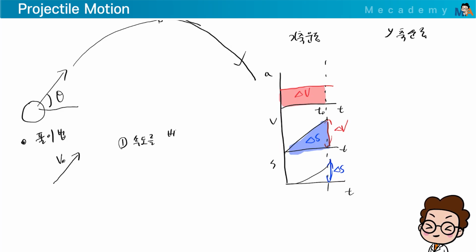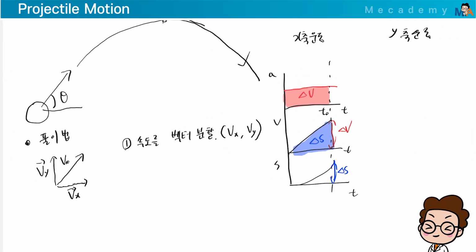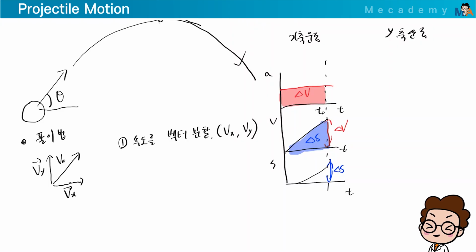Decomposing a vector means splitting it into velocities along the x-axis and y-axis, splitting it into v sub x and v sub y. Got it? To decompose the vector, you need to know the angle, right? Because the initial velocity of projectile motion is actually the sum of the vectors v sub x and v sub y. Do you understand?